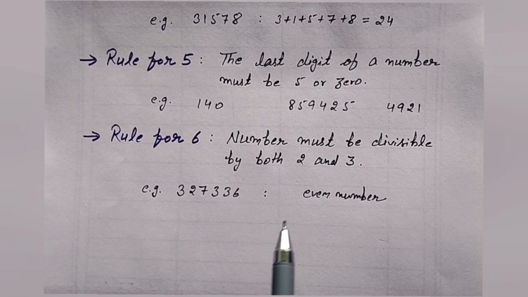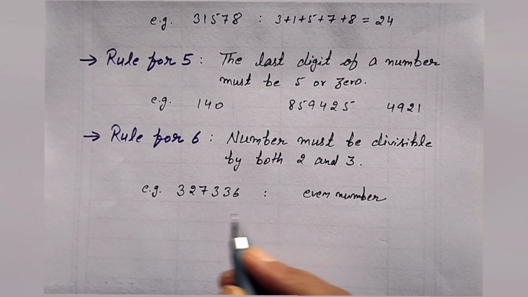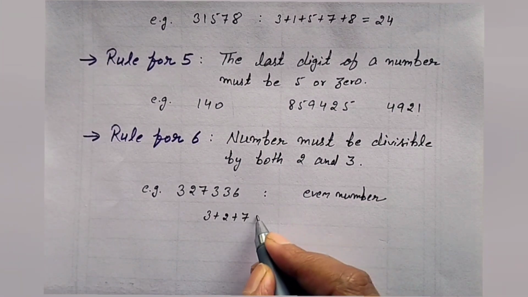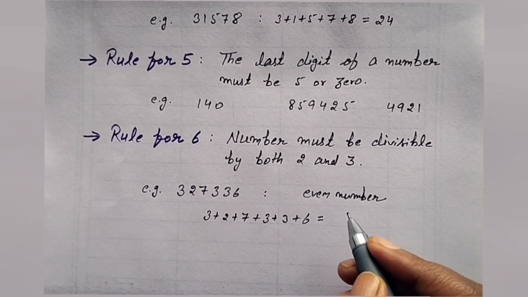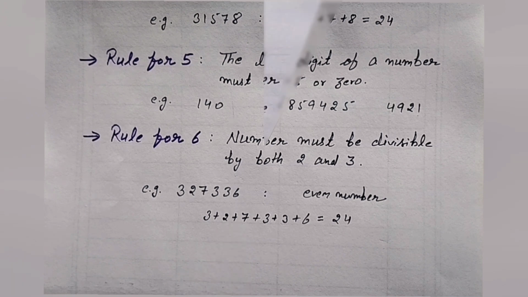Now, divisibility by 3. For this we have to add all these digits. So 3 plus 2 plus 7 plus 3 plus 3 plus 6. That gives us 24. And 24 is completely divisible by 3. That's why this number is divisible by 3. So, this number is divisible by both 2 and 3. Therefore, we can say that this number is also divisible by 6.